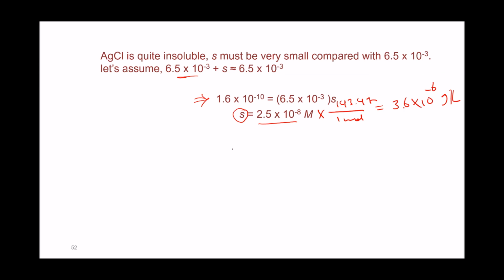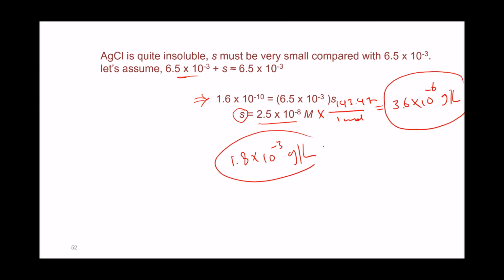And just to compare, the pure salt had a solubility of 1.8 times 10 to the negative 3 gram per liter. Just to see, adding silver nitrate significantly decreases the solubility of the pure salt from this value right here to this value right here.